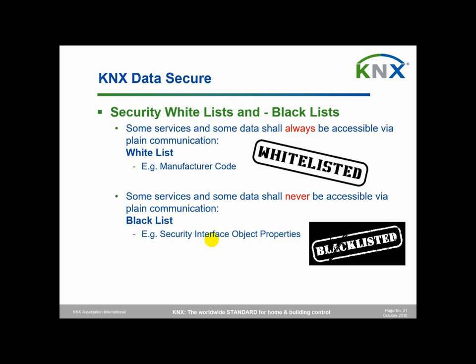Some services and some data shall never be accessible via plain communication. Then we need to put this in the blacklist. A typical example is security interface object properties. It is obvious that you should not make those accessible via plain communication. Otherwise, the device by definition is not secure.